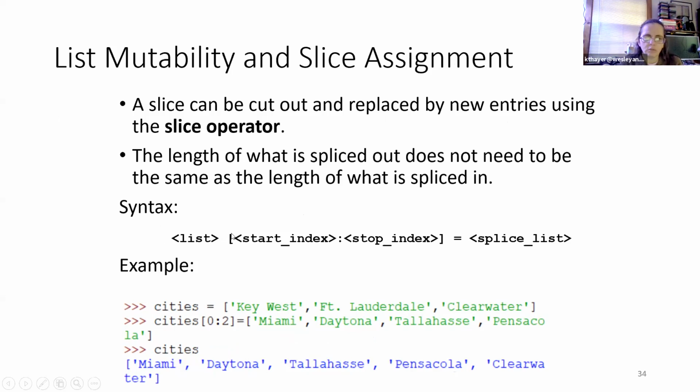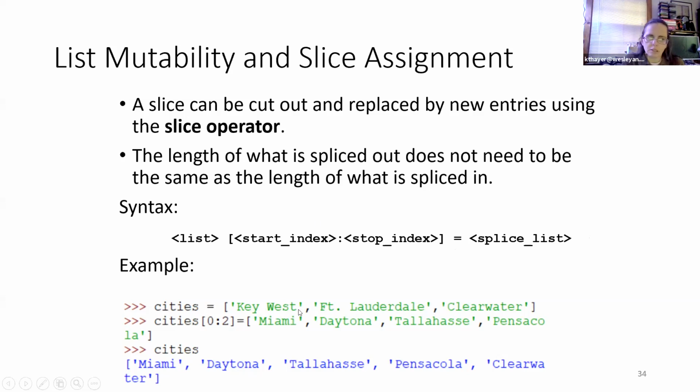So here we have the list, and then we're going to have our start index, colon, stop index, again going up to but not including, and then we are going to use the splice list. So notice that the difference here is that when we're indexing, the type of what we're going to index needs to be a single entry, but this will in fact need to be a list. So the type is not the same.